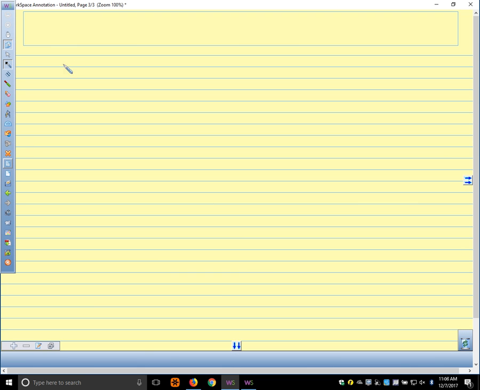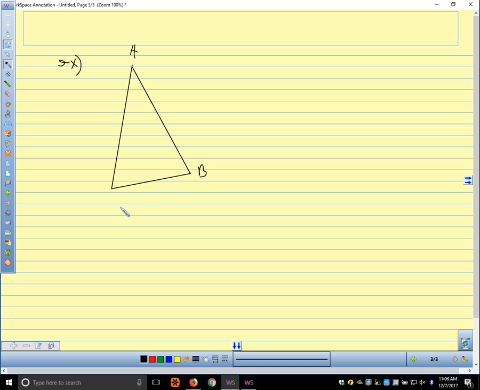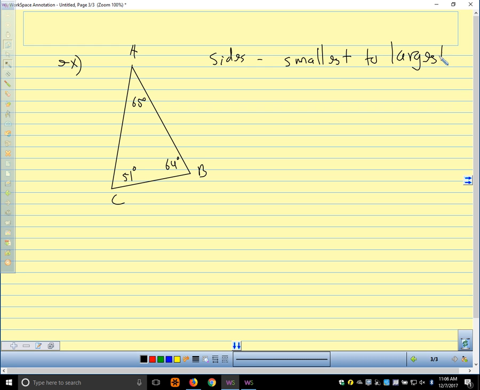Let's look at another one. We can do the same thing with the sides. So here's my triangle for this one. So that angle is 51 degrees, 64 degrees, and 65 degrees. We want the sides smallest to largest. So we want to list them smallest to largest.